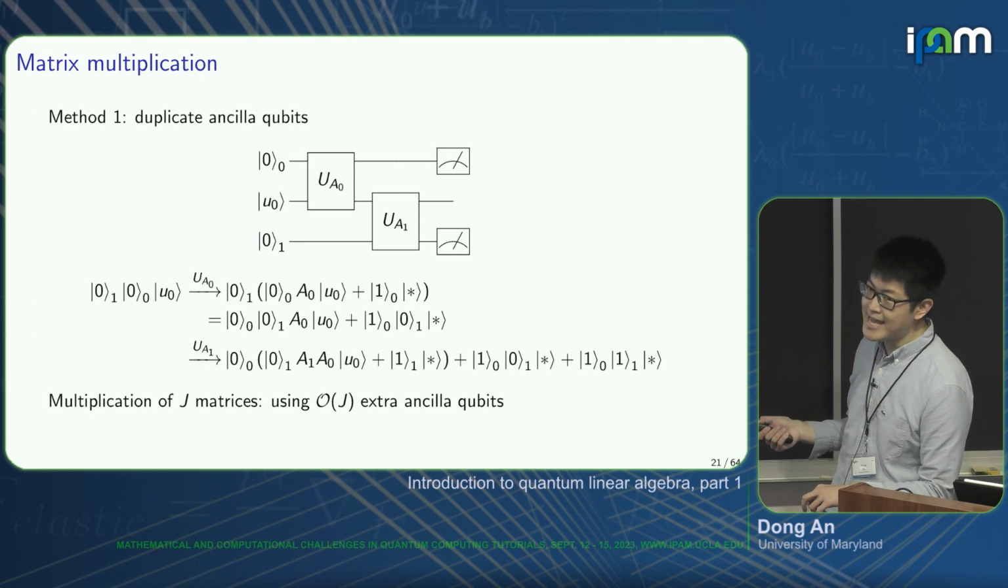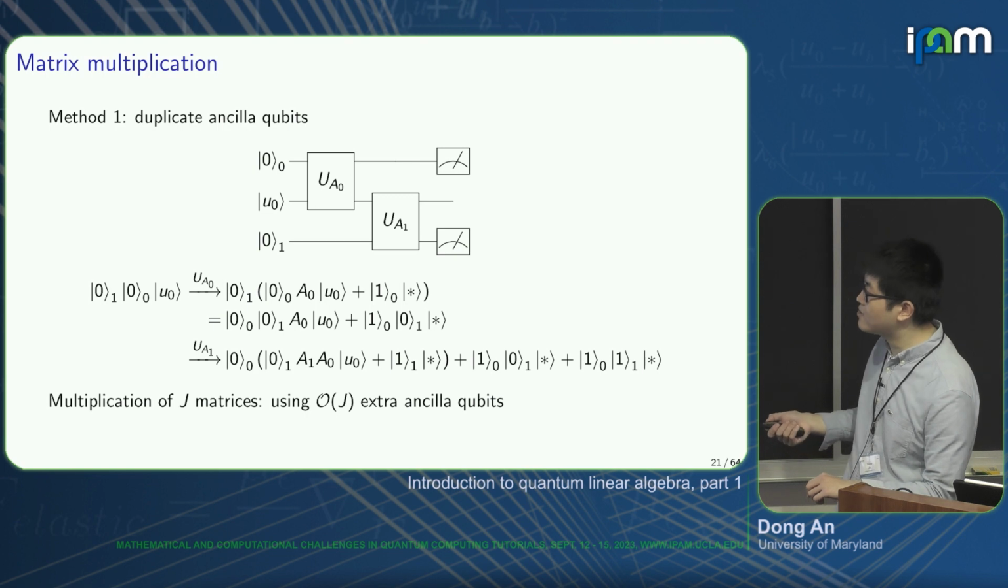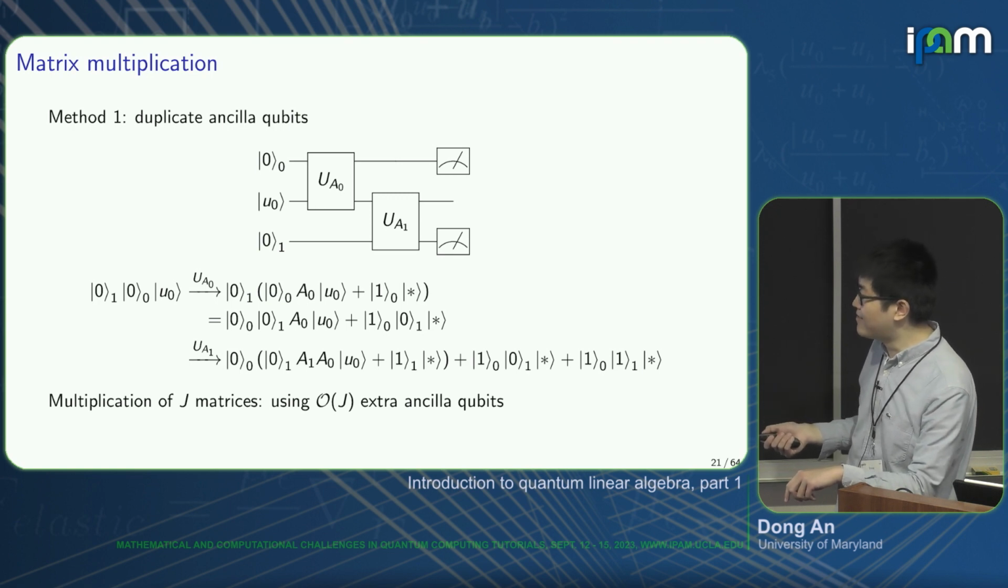UA0 using my first ancilla qubit, which means it will create some superposition according to my ancilla qubit labeled by 0. But after that, I will apply my block encoding of UA1 corresponding to the ancilla qubit labeled by 1, which means that this 0 was not destroyed in the first application of the block encoding, so it is still safe to apply another unitary according to my new ancilla qubit. And then what we get is my desired part, A1 A0 acting on U0 if all of my ancilla qubits are 0.